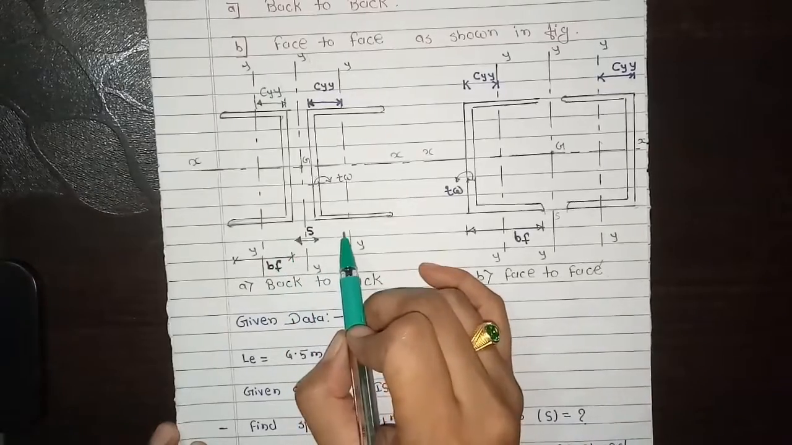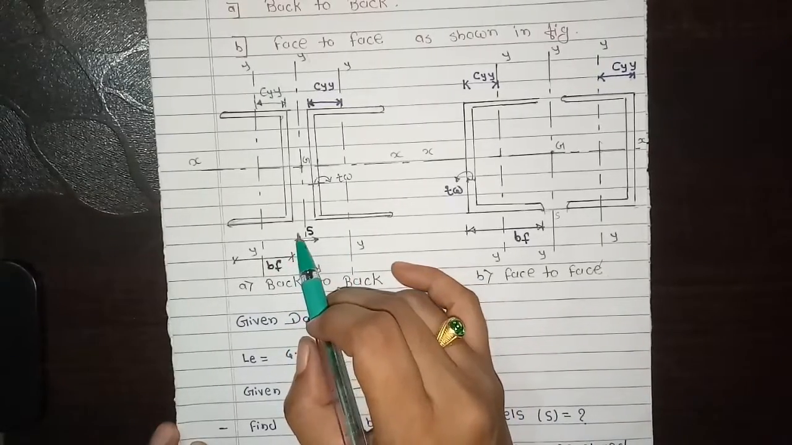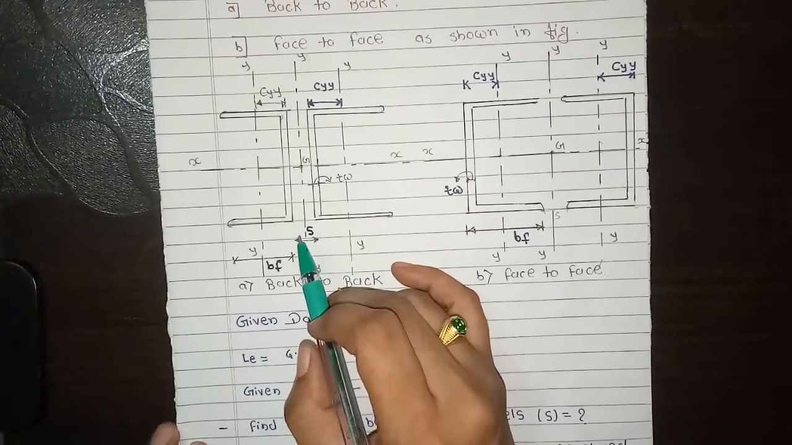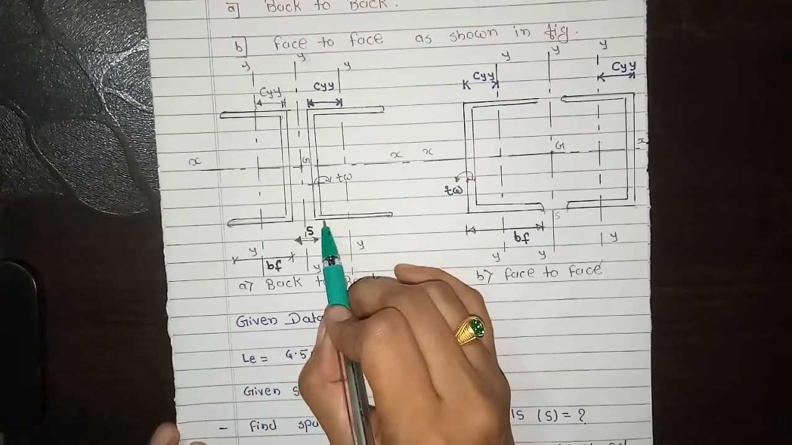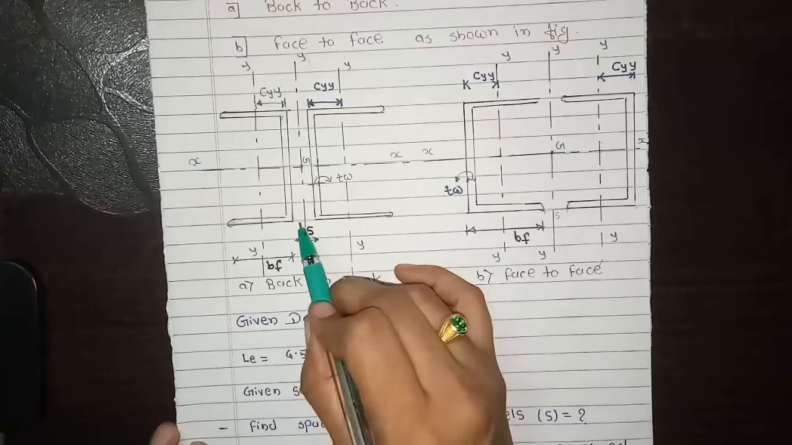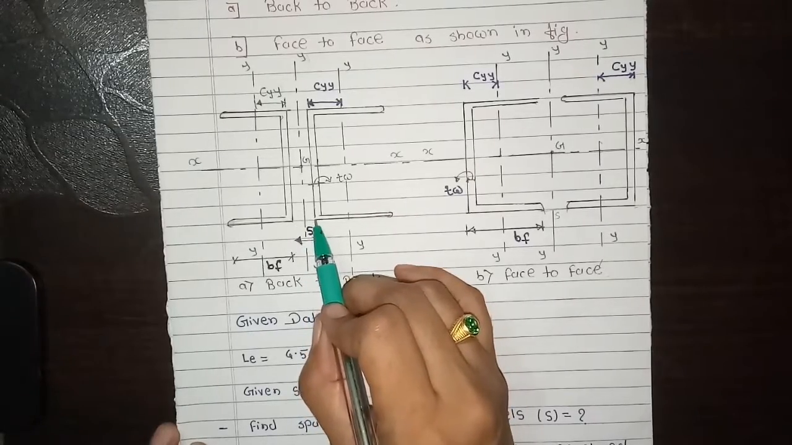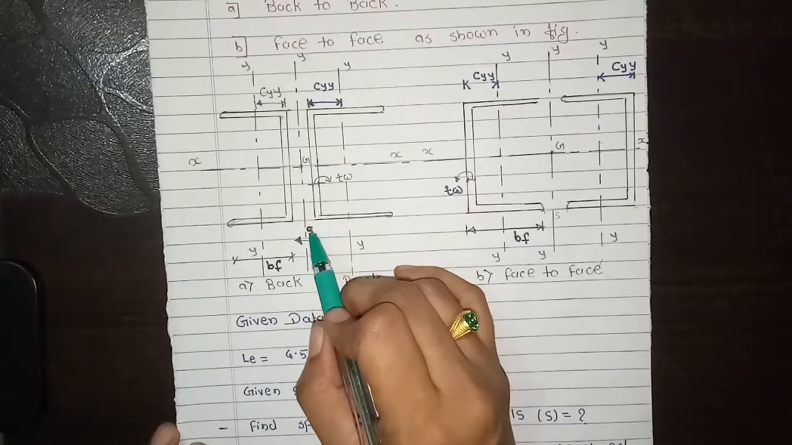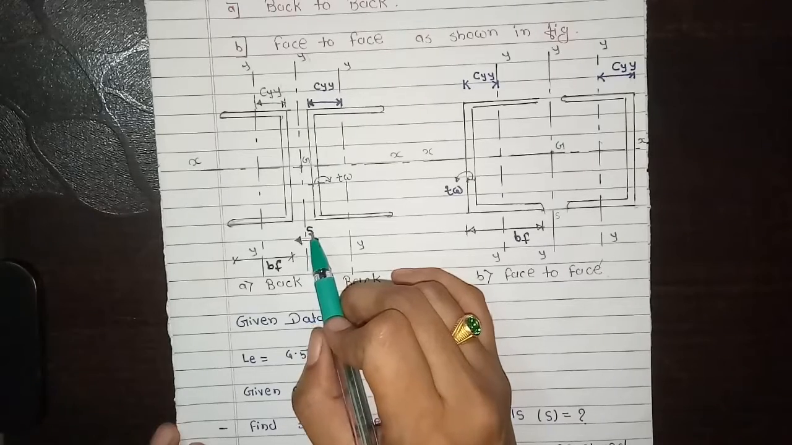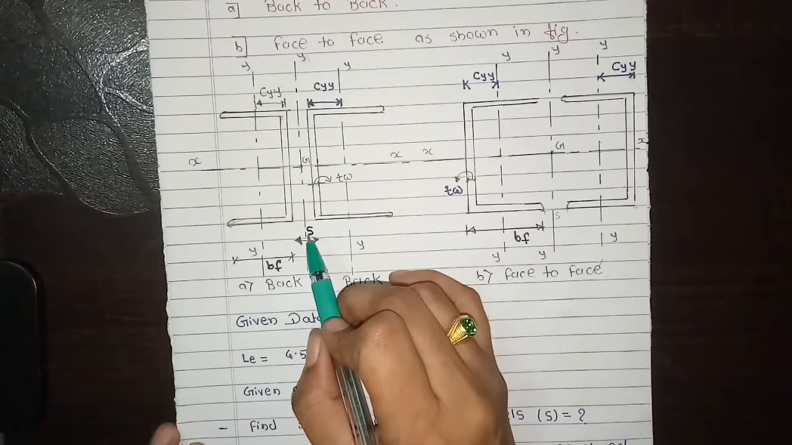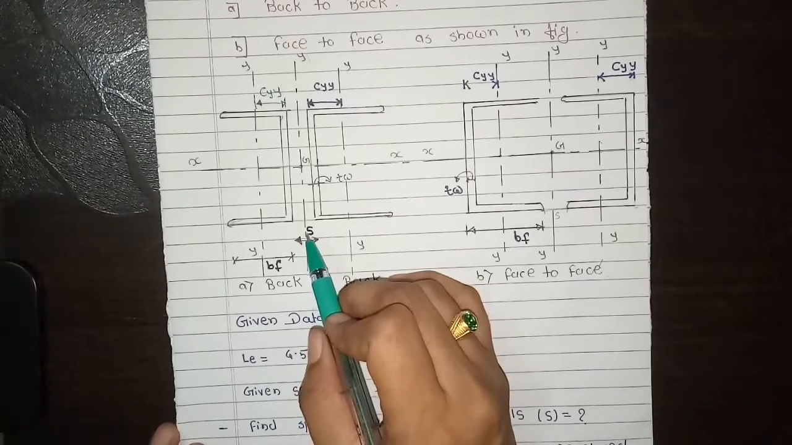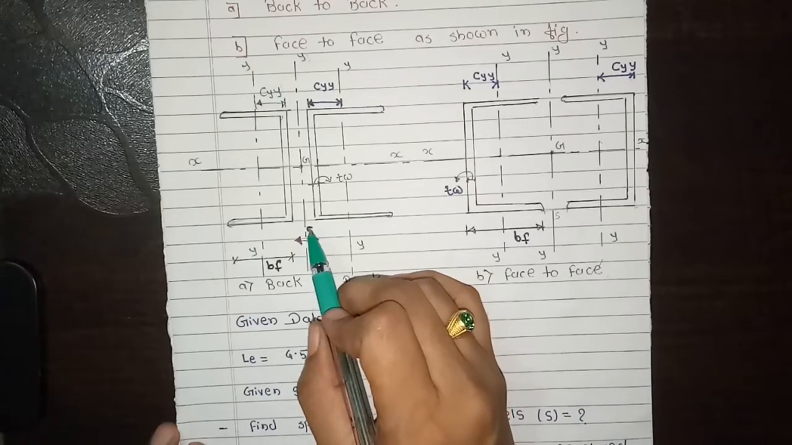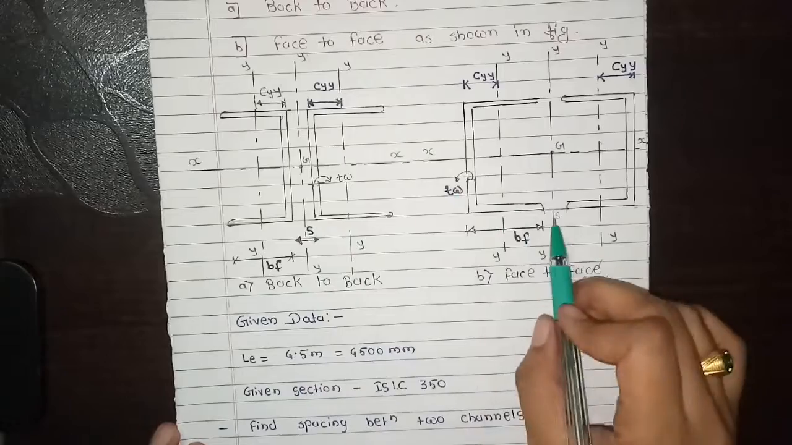Compression members composed of two angles, channels or T-sections back to back, separated by a small distance, shall be connected together by riveting, bolting or welding, so that the ratio of most unfavorable slenderness of each member between the intermediate connections is not greater than 40. It means the slenderness ratio of this section is not greater than 40.